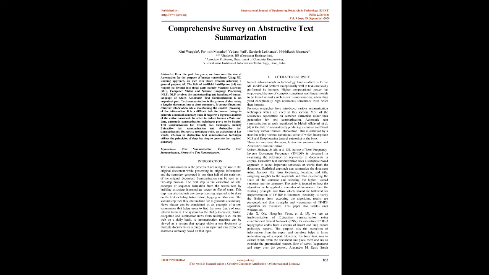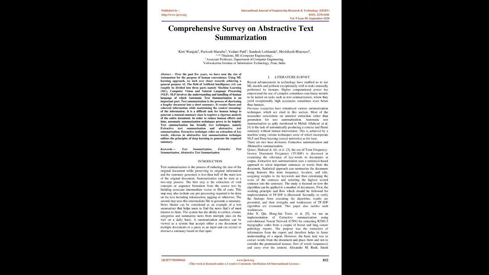Automatic text summarization, as aptly mentioned in Marathe et al. 4, is the task of automatically producing a concise and fluent summary without human intervention. This is achieved by a machine using various techniques, some of which incorporate NLP and deep learning, neural networks, as the base. There are two base divisions, extractive summarization and abstractive summarization.